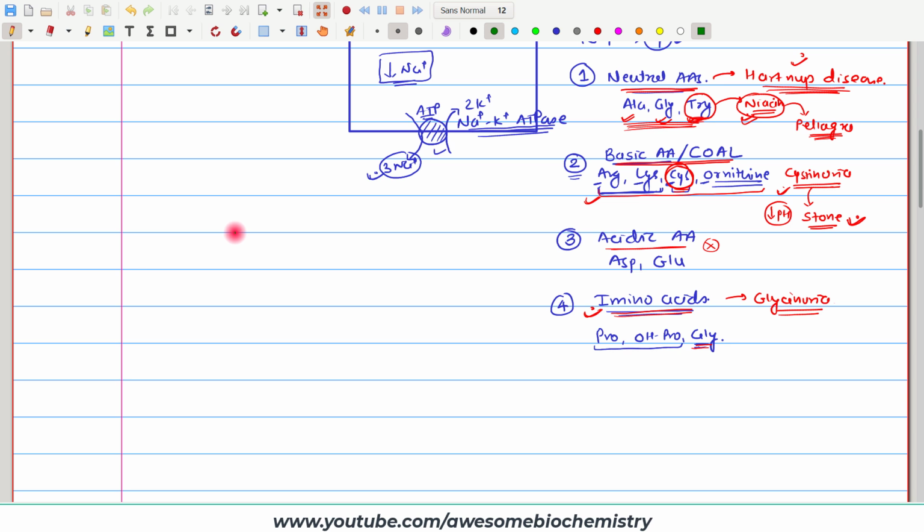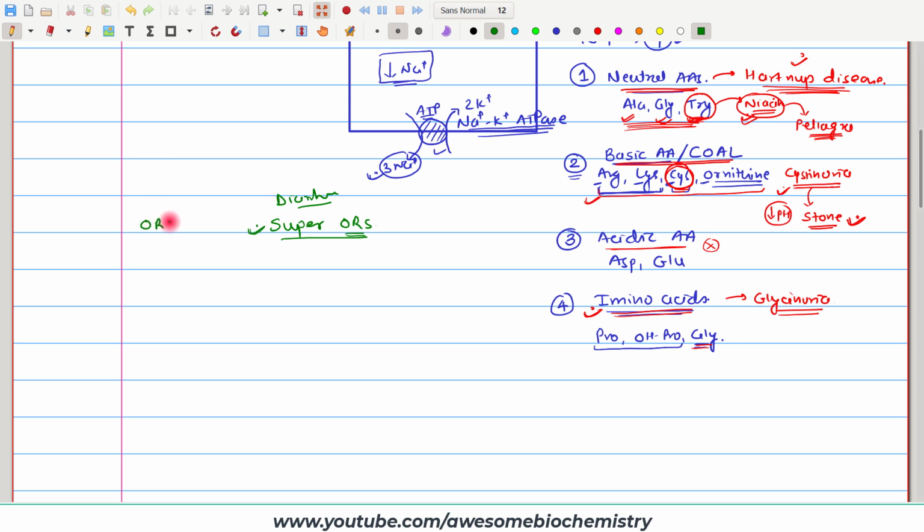Now, let us understand one more clinical aspect of this solute carrier protein. In the market, there is now availability of super oral rehydration solution. This oral rehydration solution is given in case of diarrhea. In diarrhea, what happens? There is electrolyte and water loss, right? And for the treatment purpose, we provide them with the oral rehydration solution.